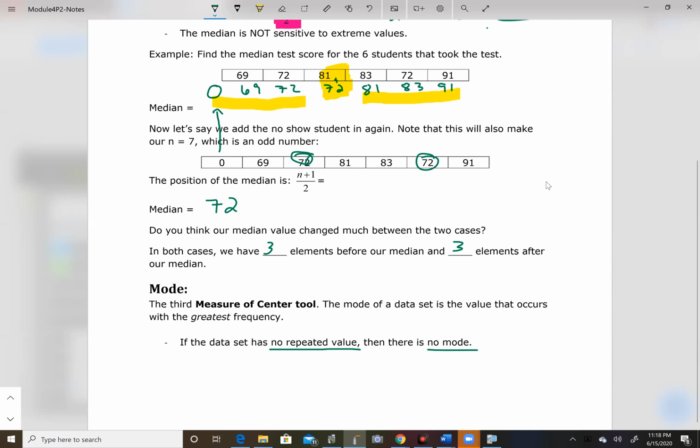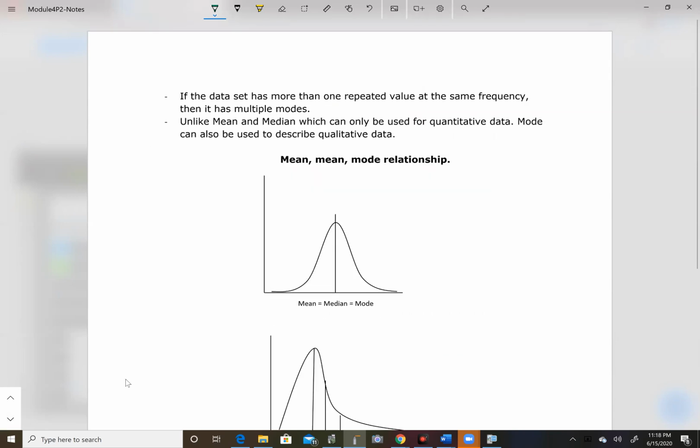But interestingly, let's say we also had 2 91s. Now we have 2 72s and 2 91s, we would say that it is bimodal. I'm not sure if I spelled that correctly. I feel like it should maybe be an A. Okay, so it can have multiple modes. That's what it's saying. If it has 2, it's bimodal. If it has 3 that are the same, you could call it trimodal.